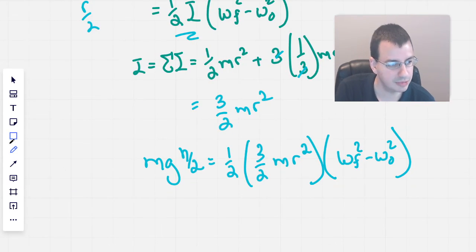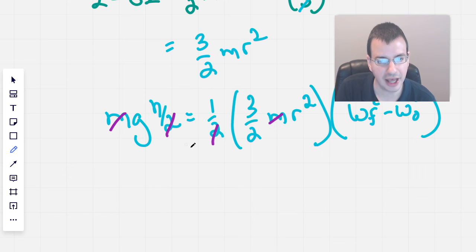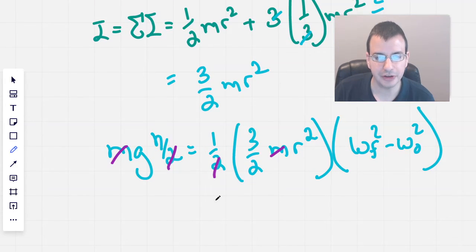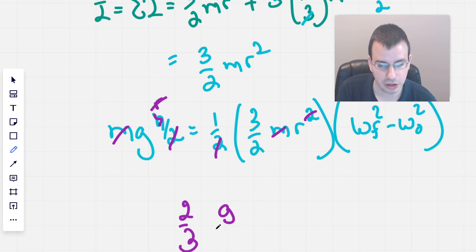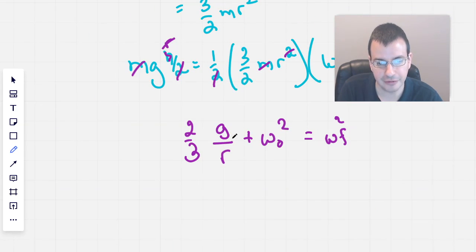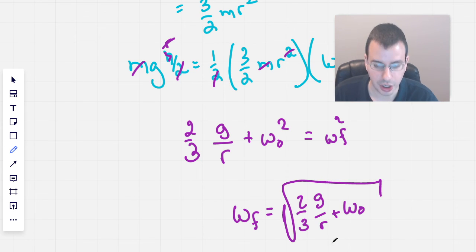Okay? Doing some simplifying. Cancel, cancel. Cancel, cancel. Mass is now irrelevant, which is interesting. So then we have, is that 2/3? Maybe. Feels weird. Okay, I'm going to go with this. 2/3 g over r. So g times 2/3 over r plus omega naught squared will equal omega final squared, where omega is angular speed, and therefore omega final will be 2/3 g over r plus your initial angular speed quantity square rooted.